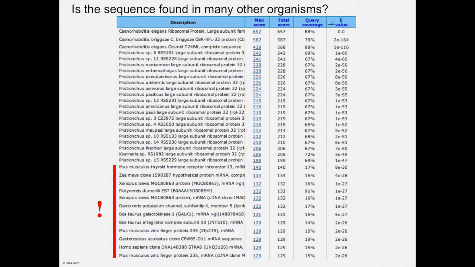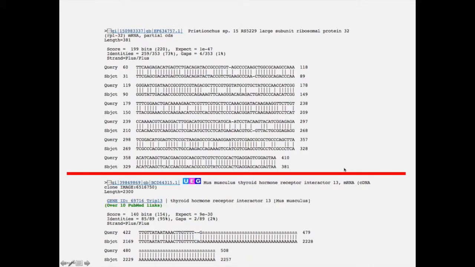So is the sequence found in many other organisms? If you take a look down here, you find a lot of these entries, and all of a sudden it's all different organisms. So we know it's in humans, CMAs. All these different organisms have a very similar sequence. And again, there's a big difference between the E values, but it's still significant.